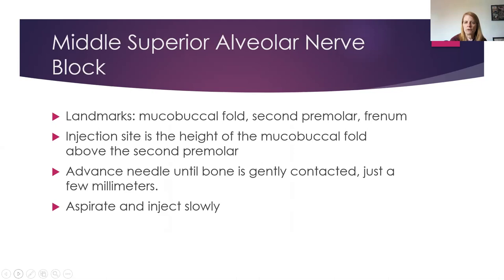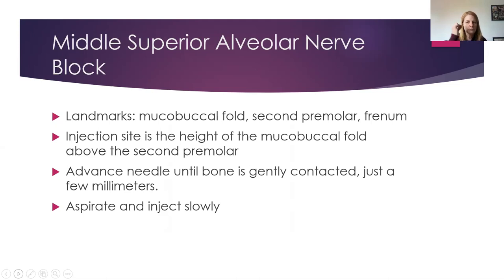So middle superior alveolar, MSA, our landmark is going to be our mucobuccal fold, at the height of the mucobuccal fold above the second premolar. You're going to have to watch for the frenum in this area. A lot of the time the frenum will be right in your way. You have to decide if you're going to go in front of it or behind it. Typically behind it, but depending on the location.